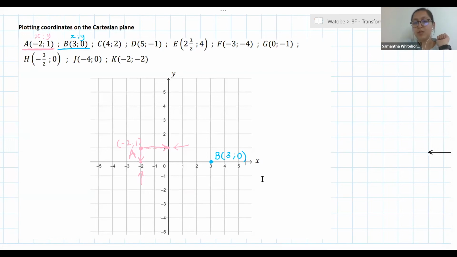Right, and guys, remember your numbers if you're moving along. If you go right along your x-axis, it's all the positive numbers. If you go left along your x-axis, it's all the negative numbers. If you go up along your y-axis, it's all the positive numbers. And if you go down along your y-axis, it is all the negative numbers. Okay, so that's how we know where our numbers need to be.